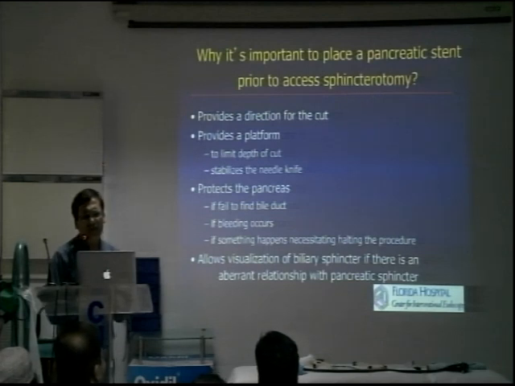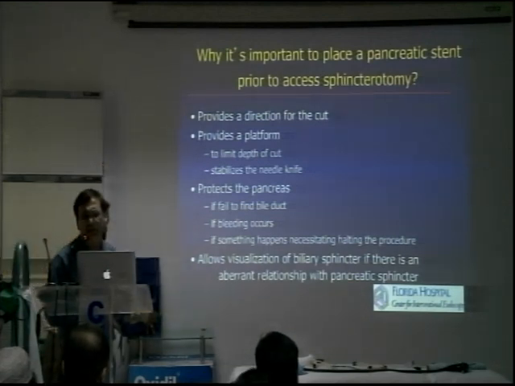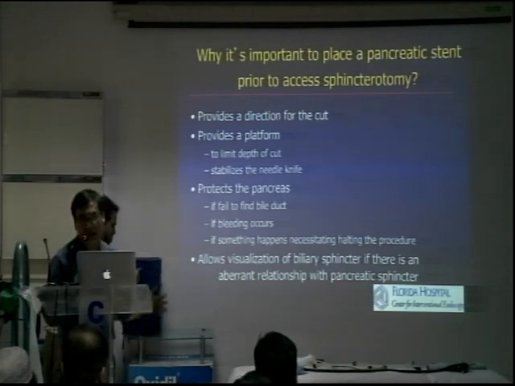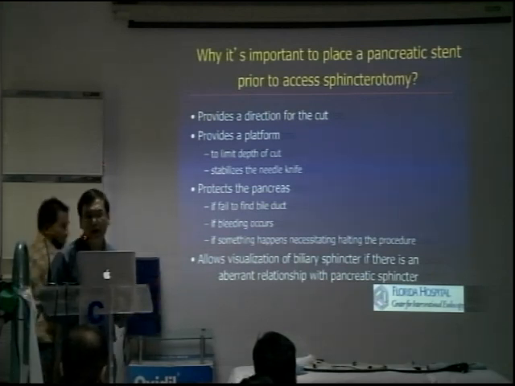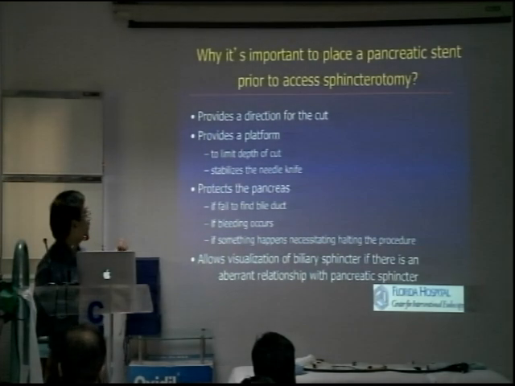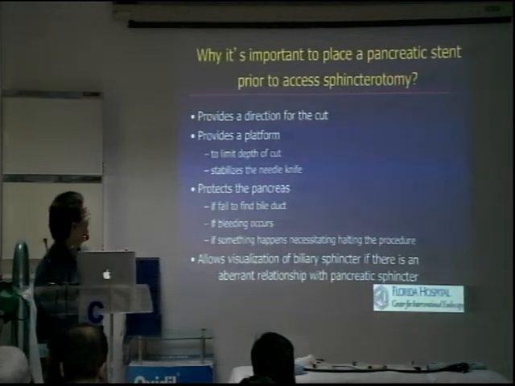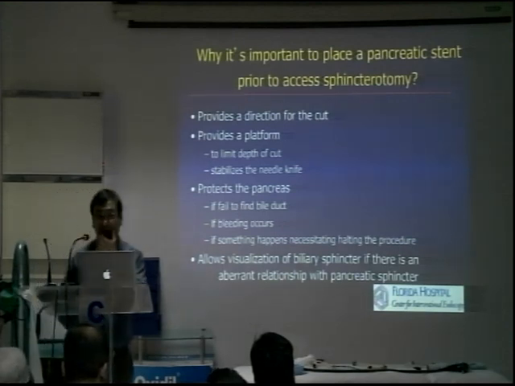So with regard to some points I mentioned, why it's important to place a pancreatic stent prior to, if you really have to do an access sphincterotomy or pre-cut sphincterotomy. One thing is it provides you a direction of the cut. The papilla becomes a little more apparent. Also, it helps you limit the depth of the cut and stabilize the needle knife.